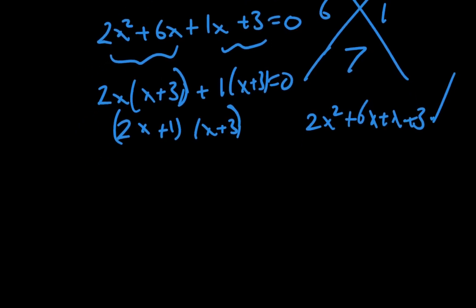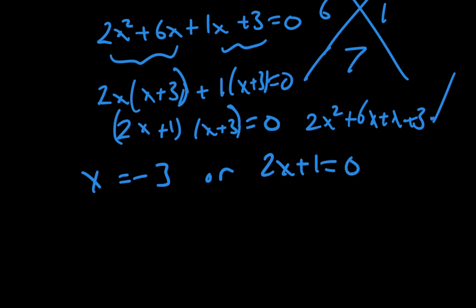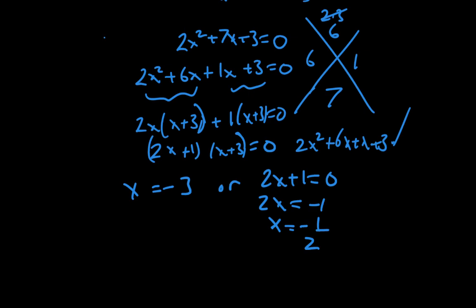And if you wanted to solve for what x would be when it crosses, say, the x-axis, it would be x is equal to -3, or 2x plus 1 is equal to 0, or x is equal to -1/2. And that's basically quadratics for you.